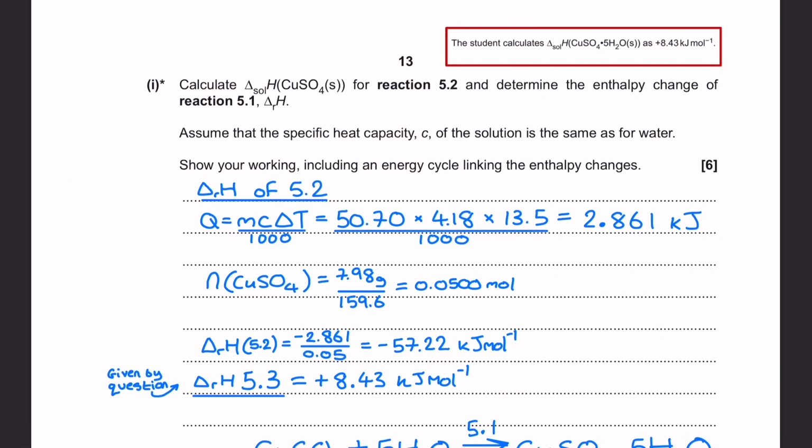Calculate the enthalpy of solution for reaction 5.2, so that's using the student's experimental data, and determine the enthalpy change of 5.1. Ooh, that's a challenge. Assume that specific heat capacity c of the solution is the same as for water, so I don't need to think about density, thanks a lot. And show your working including an energy cycle linking the enthalpy changes. Do you know, at first glance, I bet that seems like a wow, thanks a lot, mate.